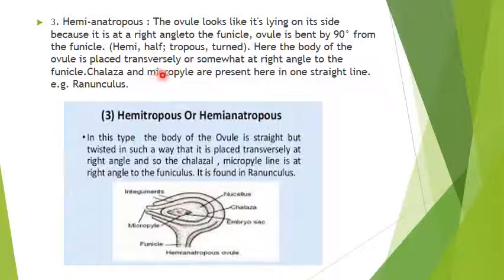Here the body of the ovule is placed transversely, or somewhat at right angle to the funicle, and the chalaza and micropyle are present in one straight line. Here you can see the micropyle and chalaza lying on the same plane, or in one straight line. For example, Ranunculus.